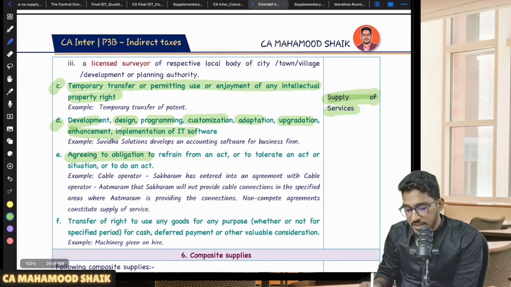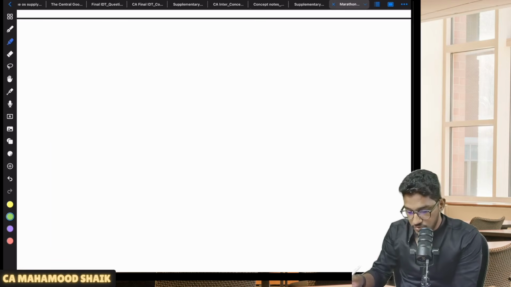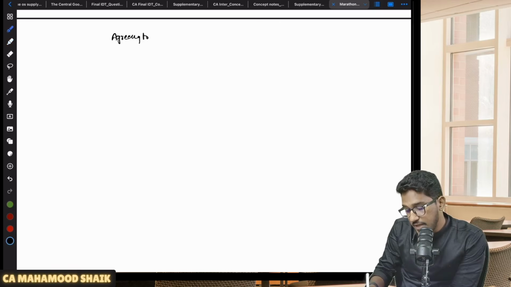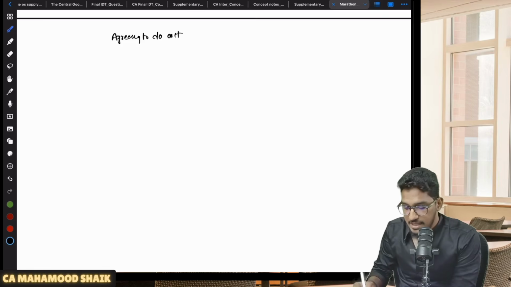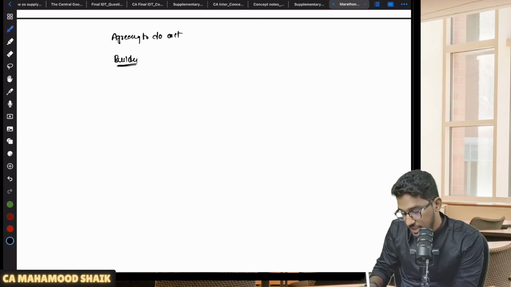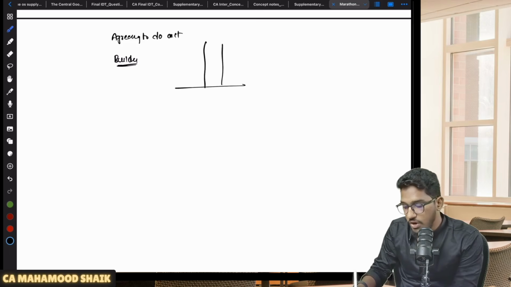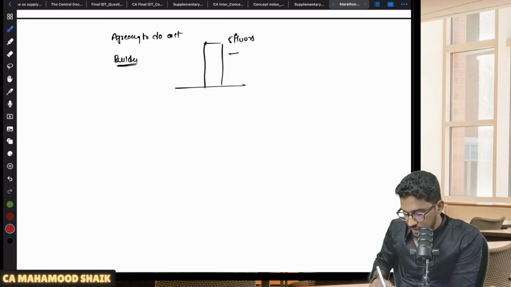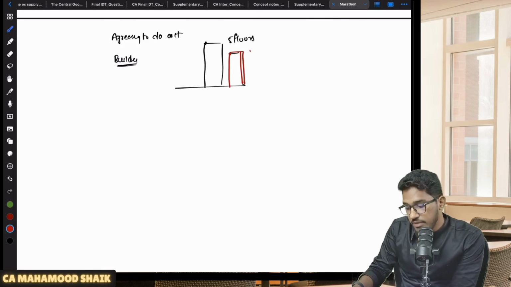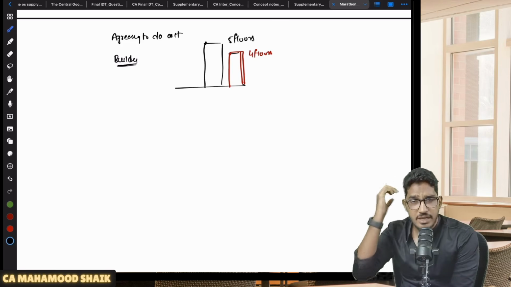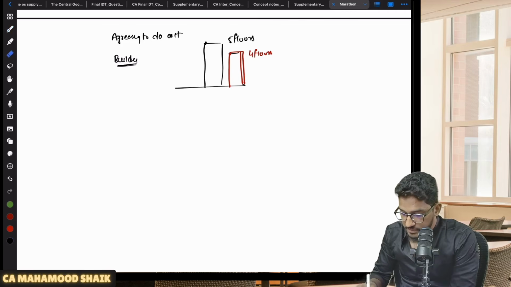Next, agreeing to do an obligation, agreeing to refrain from an act, or to tolerate an act, or to do an act. This is also one more important thing from the examination perspective. So if you are agreeing to do an act as a part of supply, let us say, for example, there is one builder. He got one piece of land. On that piece of land, he got the permission to construct 5 floors. Now, adjacent to that, there is already one 4 floors building existing. Now this builder has the plan to construct 5 floors. I think I'm first giving the example for refrain from an act.